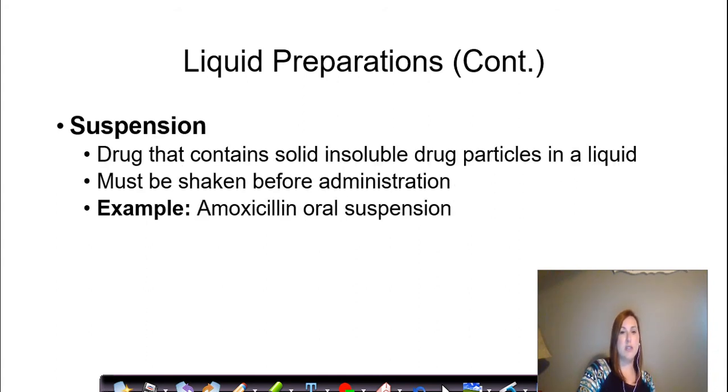A suspension is a drug that contains solid, insoluble drug particles in a liquid, so it must be shaken before you administer it. So amoxicillin oral suspension, amoxicillin is an antibiotic. When kids get that, the parent would want to make sure they are shaking that medication really well to make sure it's getting all of those particles evenly distributed. They get a good dose of their medicine, or the correct dose.